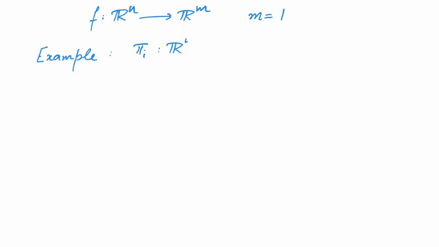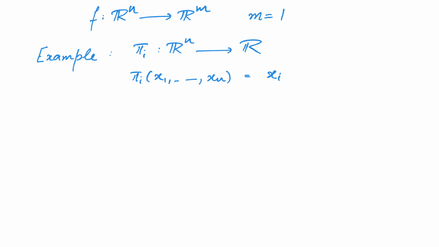Let us now try to come up with some examples of continuous functions from Rn to Rm. Recall that the earlier theorem said that it is enough to consider the special case where m is equal to 1. And one of the most important classes of examples is given by the projection function, namely pi i from Rn to R that takes the element x1, x2, etc. up to xn to the number xi.